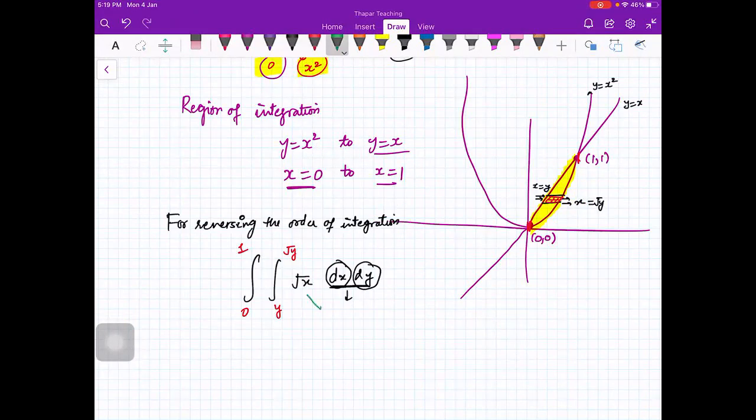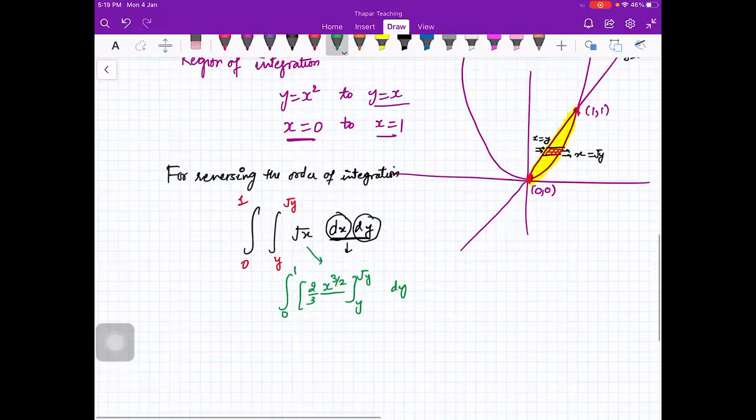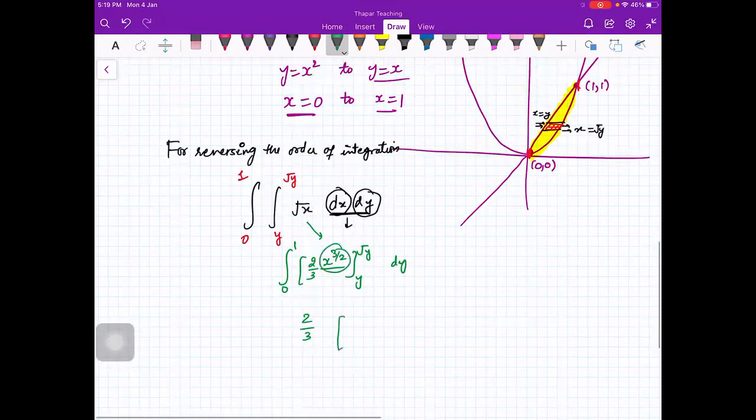Okay. Now you just integrate with respect to x. That will be x raised to power 3 by 2 upon 3 by 2. That is 2 by 3, y to root y dy, 0 to 1. So 2 by 3 outside. Integration will be, first you put the limits. When you put y, root y, you'll get y raised to power 3 by 4 minus y raised to power 3 by 2. Integration with respect to y, 0 to 1.